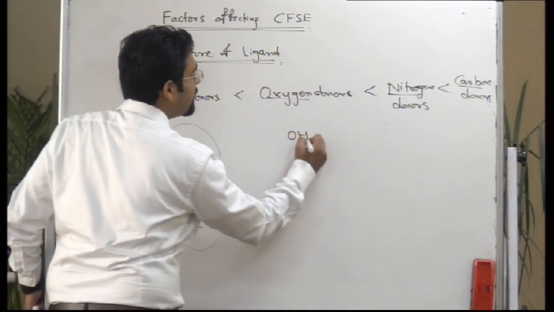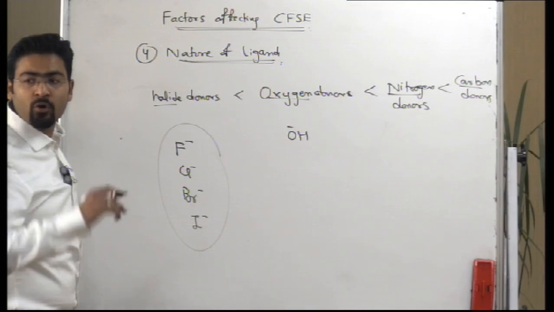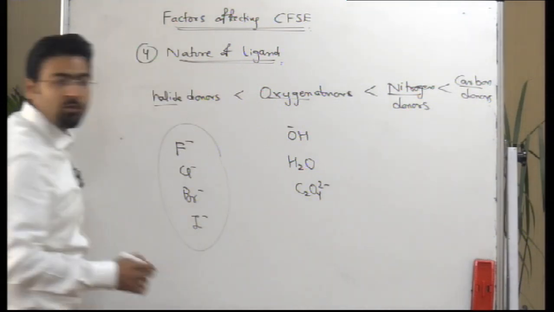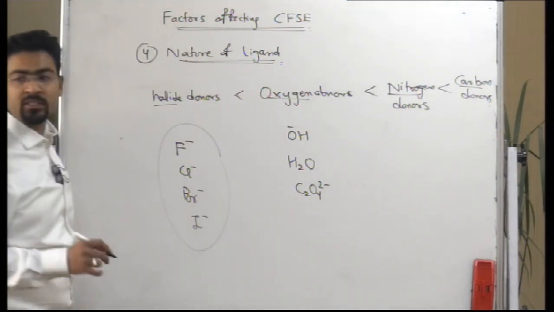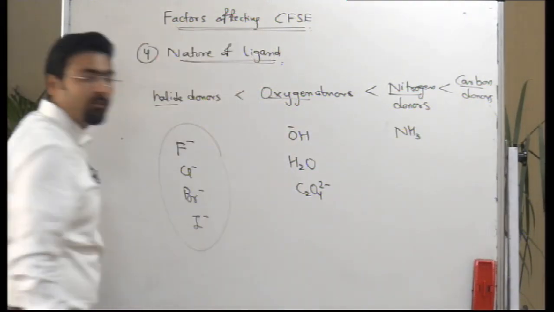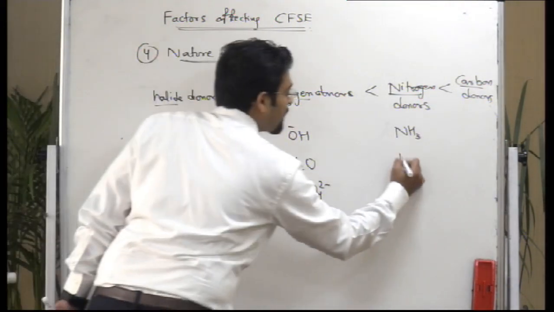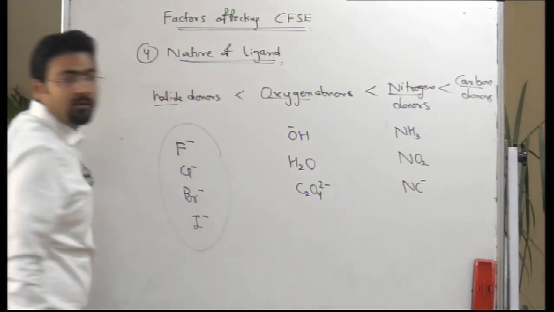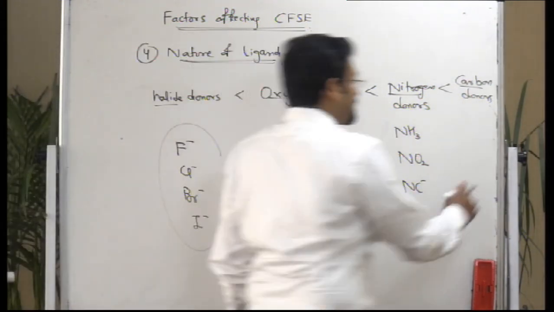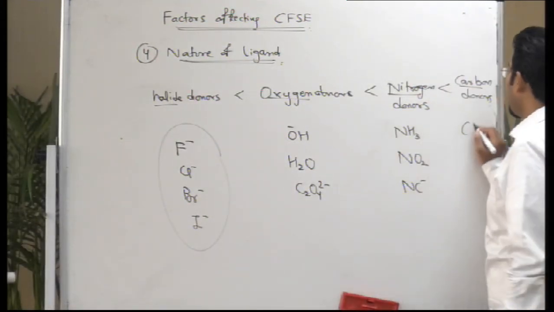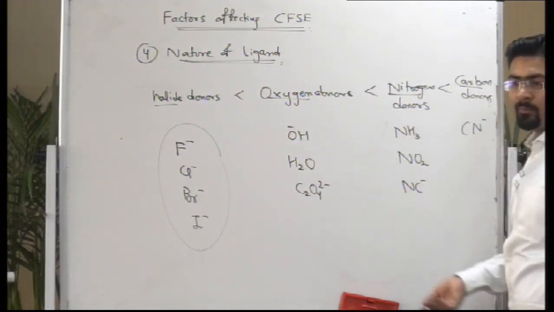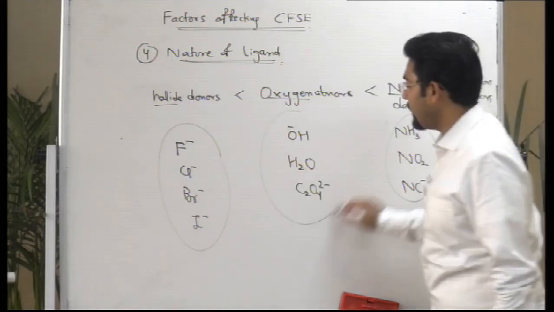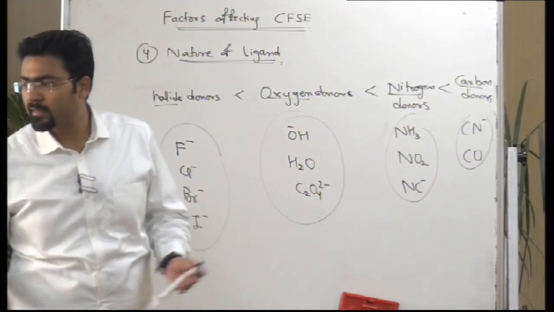Oxygen donors means donors like hydroxyl, H2O, or oxalato C2O4 2-, in which the oxygen atom will be donating the electron pair. Nitrogen donors, for example, amine, in which nitrogen donates the electron pair, NO2, NC minus, isocyanato. Now, carbon donors refers to the ligands in which the carbon atom donates the electron pair, for example CN minus and CO. So this is a generic trend which you can observe, but it's not the case that it can be remembered simply this way.